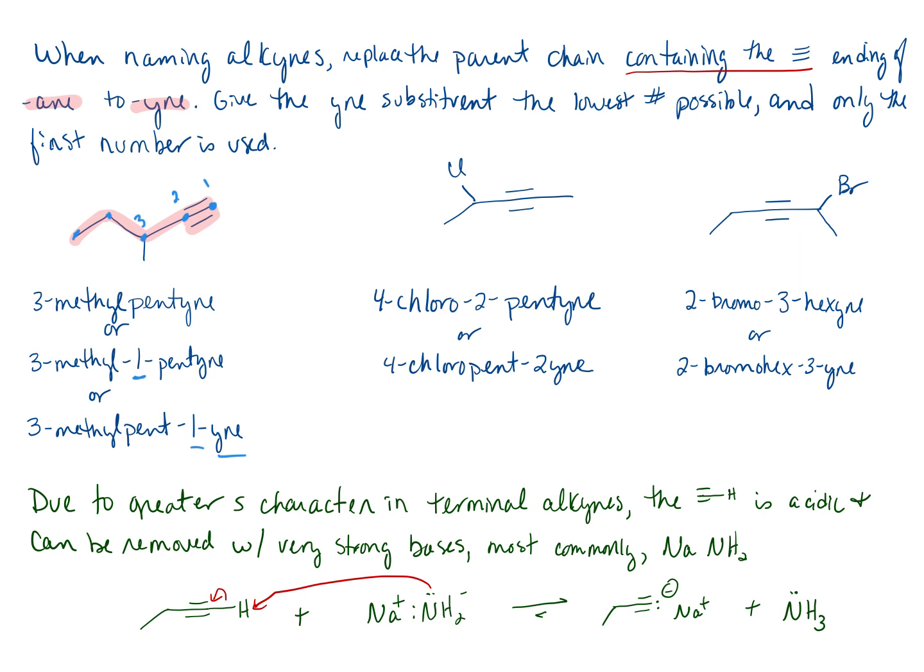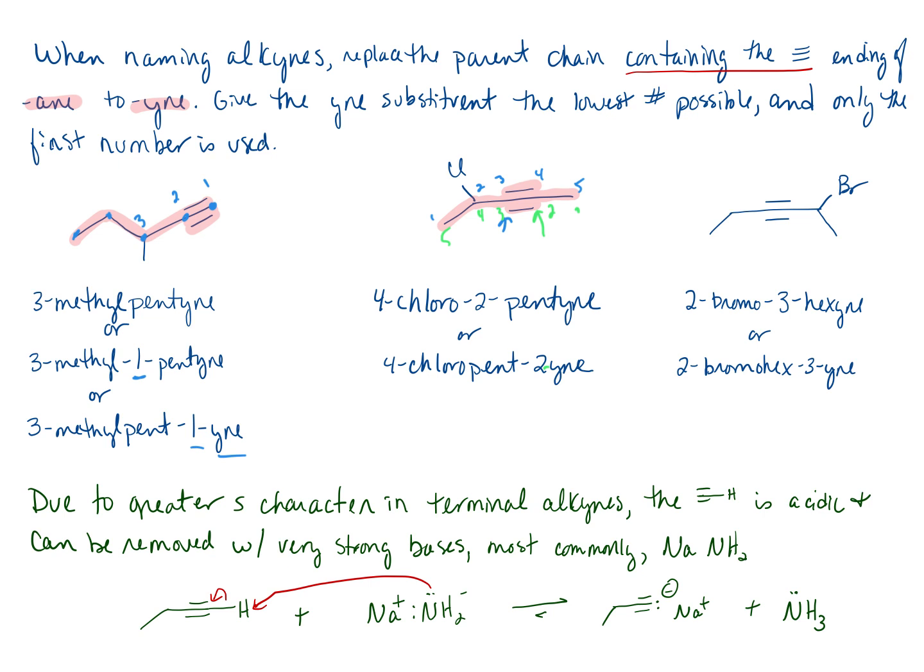Okay, in this next one, we've got a triple bond right here, and we have to decide which way to number. If we number this way, 1, 2, 3, 4, 5, then the number for that triple bond will be 3. If instead we number 1, 2, 3, 4, 5 from the other side, then the number for that triple bond will be 2. So that takes priority. So this becomes 4-chloro-2-pentyne, or 4-chloropent-2-yne. There should be a dash there as well.